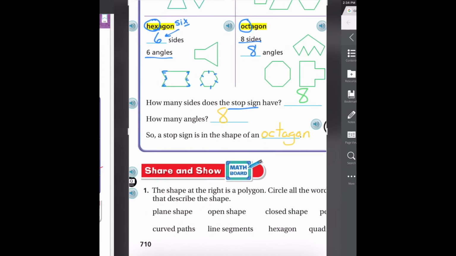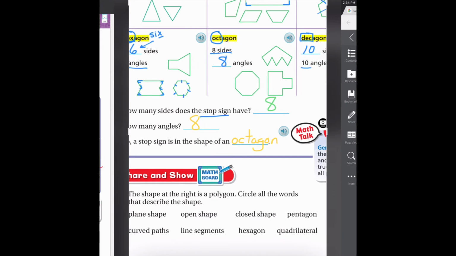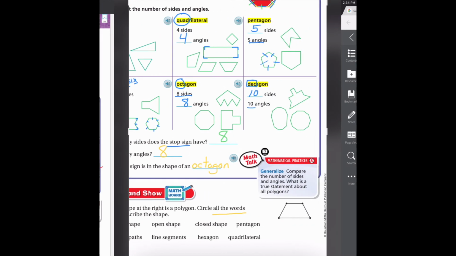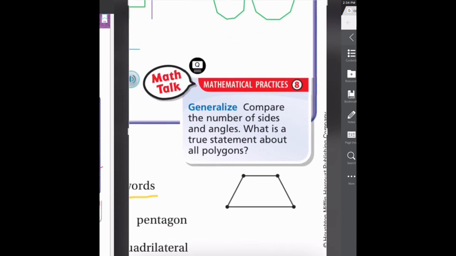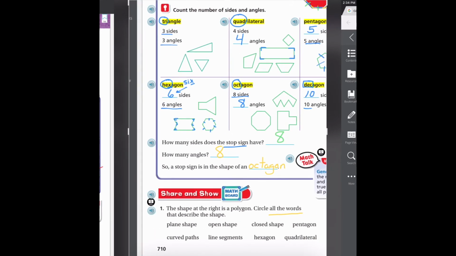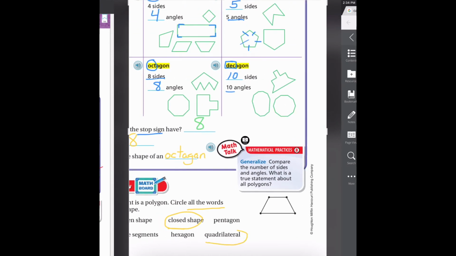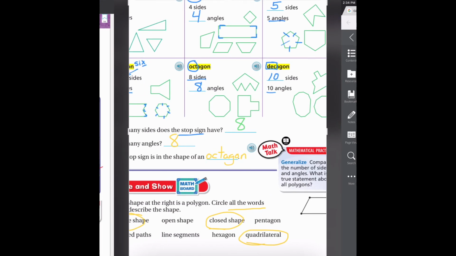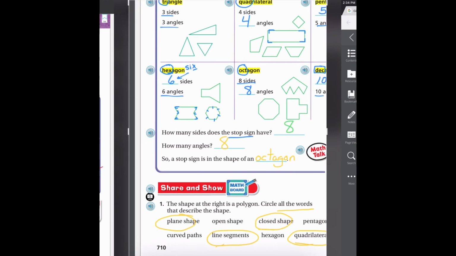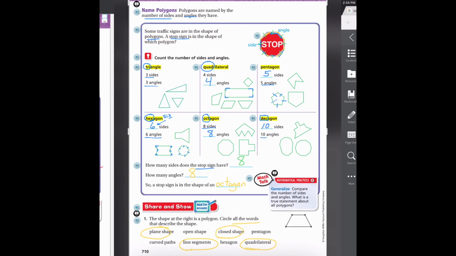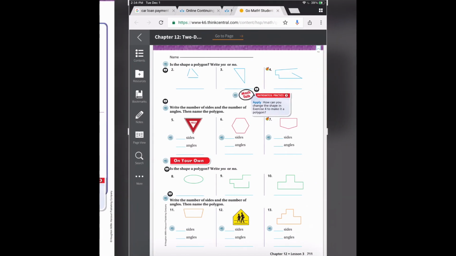Here we go. The shape at the right is a polygon. Circle all the words that describe the shape. There's my shape. I know that is a plane shape. I know it is closed. It has 4 sides and 4 angles. That's a quadrilateral. Pentagon has 5. Hexagon has 6. It has line segments. It has no curved paths. So those are the things we're circling, those 4. If you made any mistakes, fix it up.